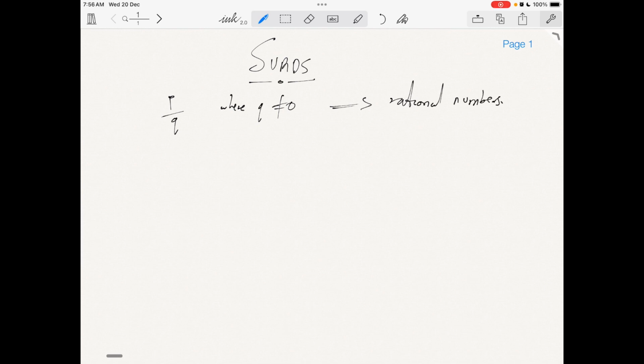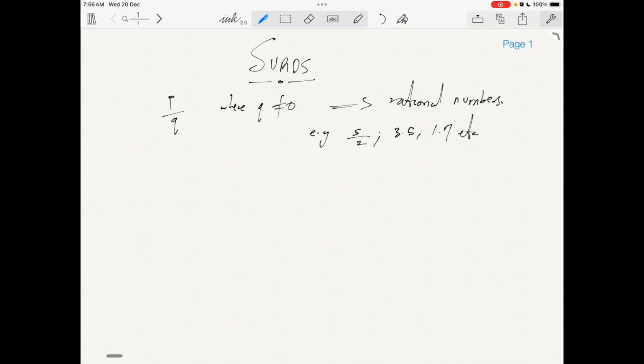And examples of these rational numbers are something like 5 over 2. It can also be a decimal, 3.5, 1.7, and the rest.